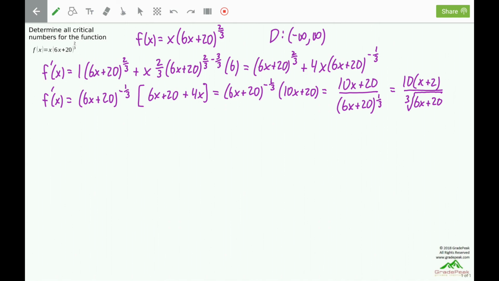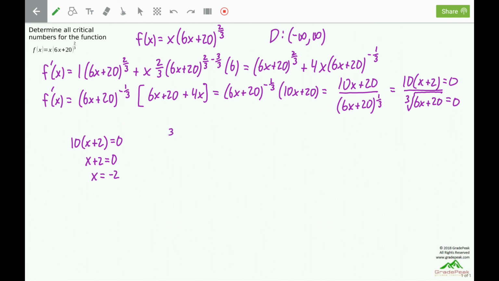And there's the simplified version of the derivative. It's in a single fraction, and it has no negative powers, so we can now set the numerator equal to 0 and the denominator equal to 0 to find critical numbers. Starting with the numerator, which is 10 times (x plus 2) equals 0. We'll divide both sides by 10. So x plus 2 equals 0. And subtract 2 from both sides, so x equals negative 2.